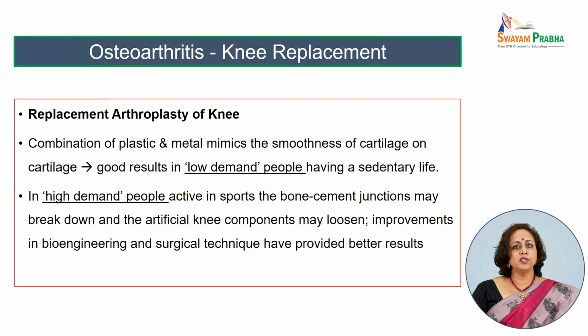So there's a combination of plastic and metal prosthesis. It makes the smoothness of cartilage on cartilage. Now the results are good in low demand people who have more of a sedentary lifestyle. But if they are, for example, sports persons or people who have a high activity lifestyle, not sedentary, then the bone can break down where there is a junction of the prosthesis and the bone, and the prosthesis can become loose and then the prosthesis can fail. So you'll have to redo the surgery and put a new prosthesis.